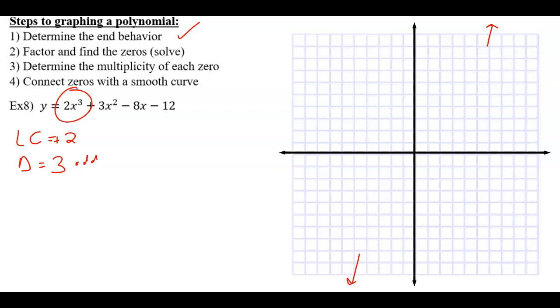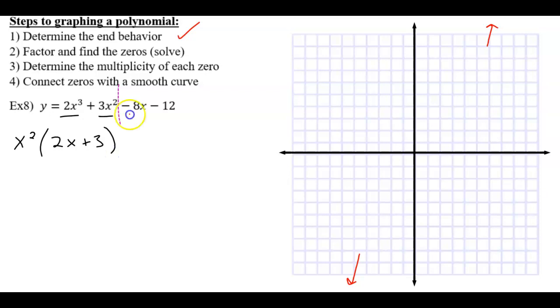Next step, we need to factor. This has 4 terms, so the way that we factor this is by grouping, remember? We split it in half, and then we pull the GCF out of the first half. Both of these terms have x squared in common, and if I factor out an x squared, I'd be left with 2x plus 3.